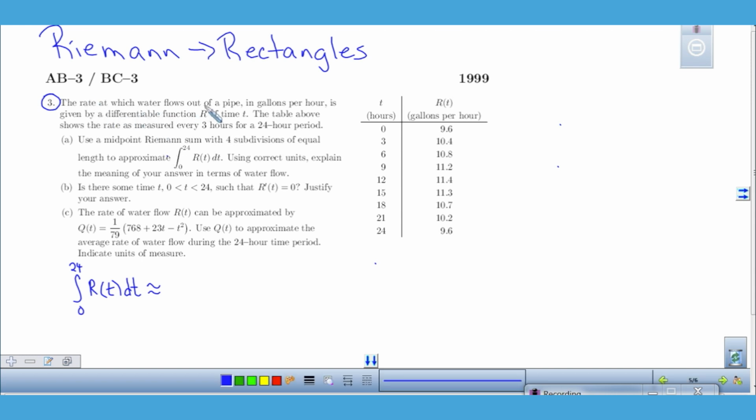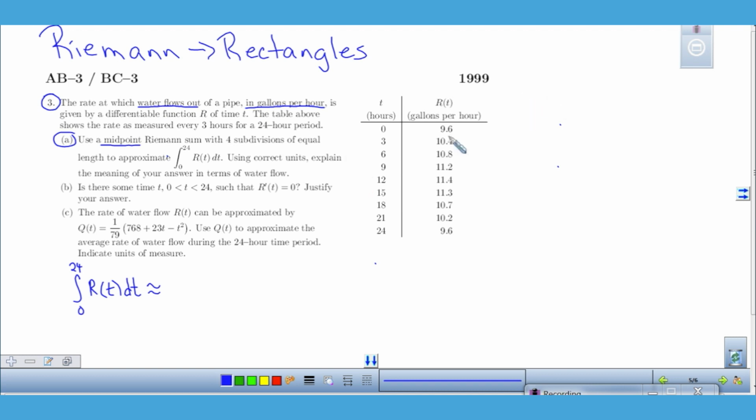The rate at which water flows out of a pipe, in gallons per hour, is given by R of T. Here are all the values. The table shows the rate measured every 3 hours for a 24-hour period. We're only going to do part A because that's all we're responsible for today. It says use a midpoint Riemann sum with 4 subdivisions of equal length to approximate this. We know this means finding that area from 0 to 24 under this curve. Use correct units. Explain the meaning of your answer in terms of water flow.